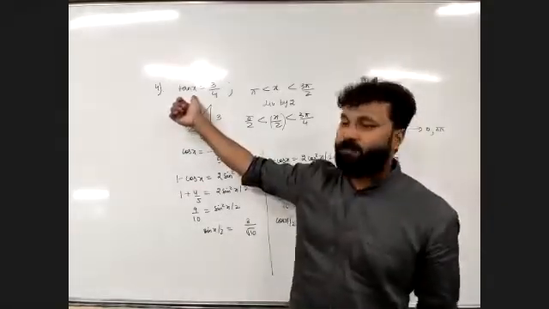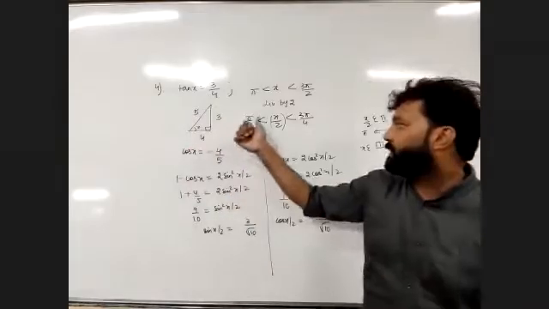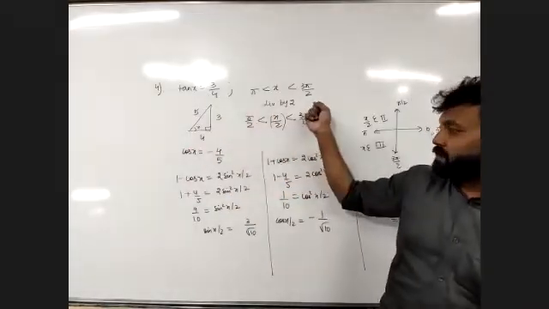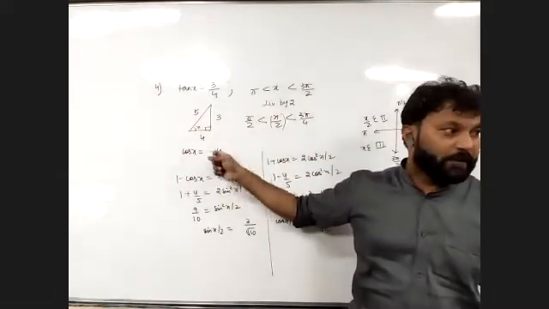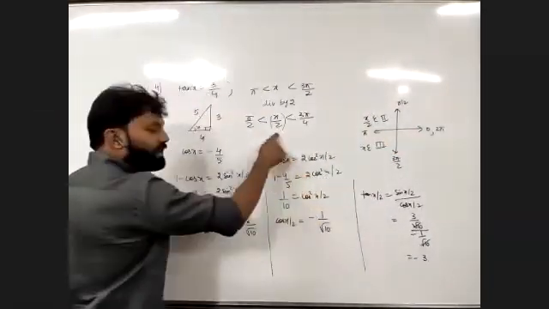They have given us the value of tan x. So by the triangular method, we got the value of cos x as per the quadrant. X belongs to the third quadrant. Third quadrant cos is negative, so minus 4 upon 5. Then we checked in which quadrant will x by 2 lie.